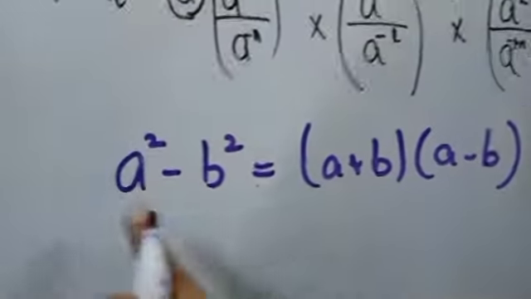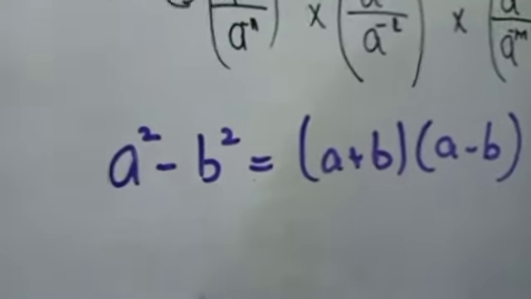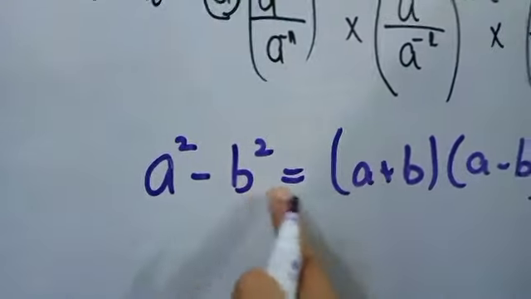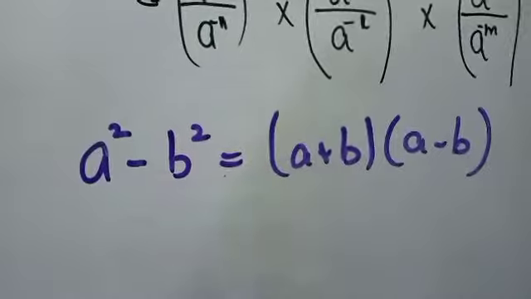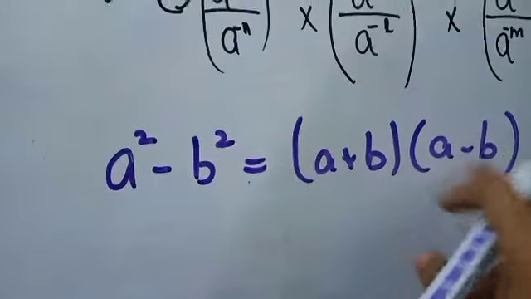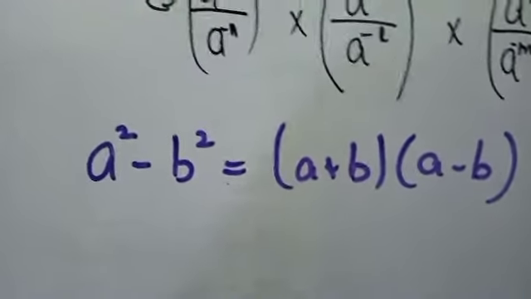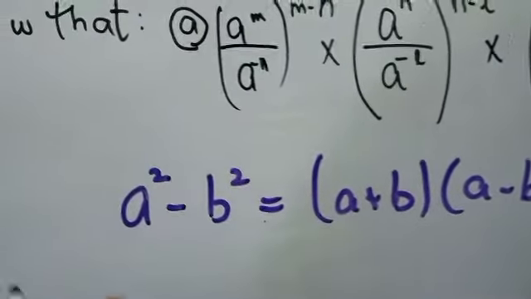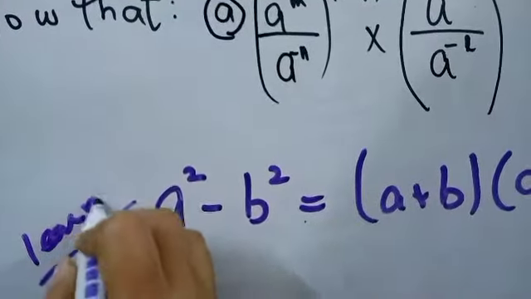We will study this formula in later classes deeply, but for now, just remember that a square minus b square is equal to a plus b multiplied by a minus b. Okay, you just have to learn this formula.